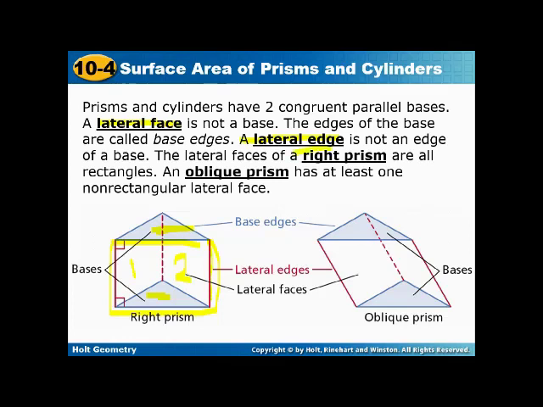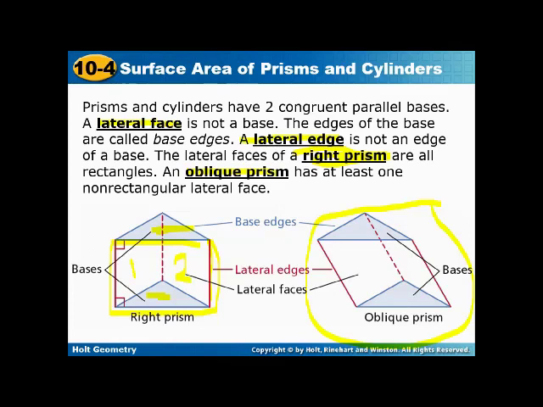This is an example of a right prism. The first one is an example of the right prism, and the oblique prism is the second one. This one is the oblique one. Now, for both of them, the formula will be the same. Don't worry, it is the same for both of them.